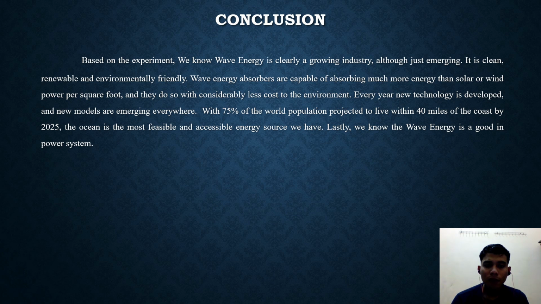With 75% of the world population projected to live within 40 miles of the coast by 2025, the ocean is the most feasible and accessible energy source we have. Lastly, we know wave energy is a good input system.